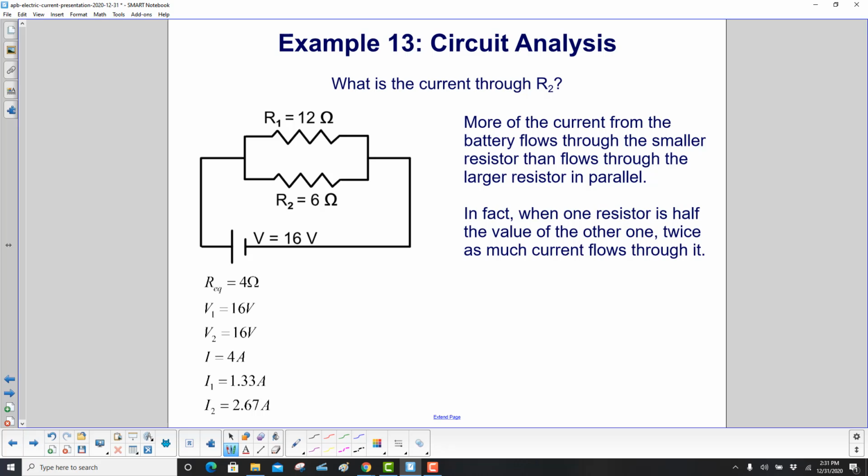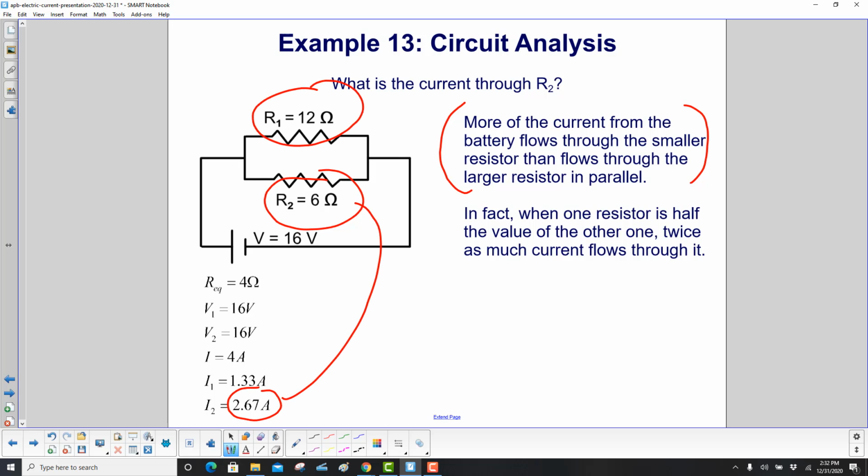More of the current from the battery flows through the smaller resistor than flows through the larger resistor in parallel. In fact, when one resistor is half the value of the other one, twice as much current flows through it. So what we have, the 6 ohm resistor has what? It has 2.67 amps going through it. And the 12 ohm resistor has half that amount, which is 1.33 amps.